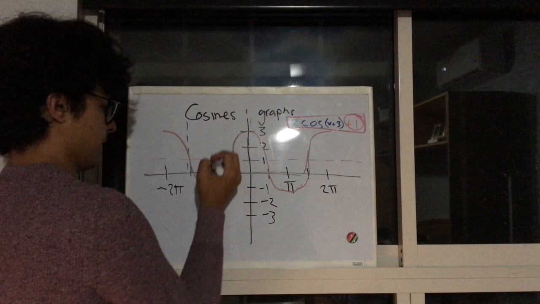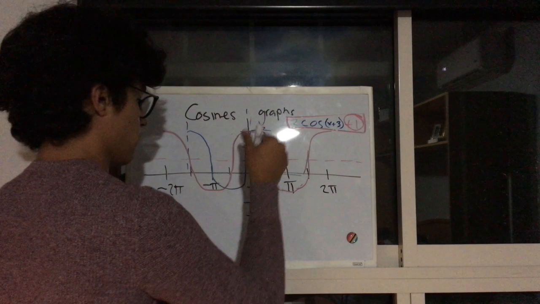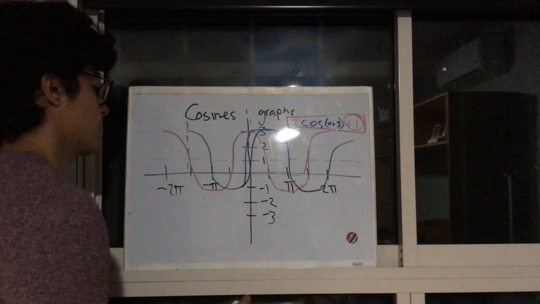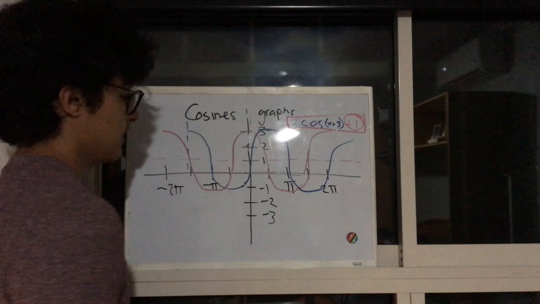Something like this. This will be our new graph. So these are the types of transformation that we have in a cosine graph.